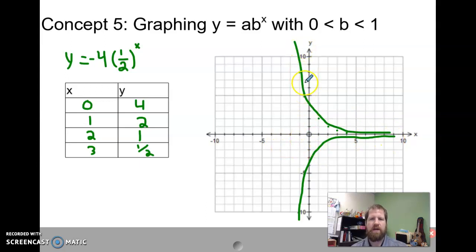So if I had these same values, say I had my 4, but instead of 1/2 I had 2, then my graph would look something like this. That's kind of what my graph would look like. So you can get a good idea of what your graph is going to look like just by looking at your a and b values. Is this a fraction, or is this a whole number, or is this a negative or a positive?